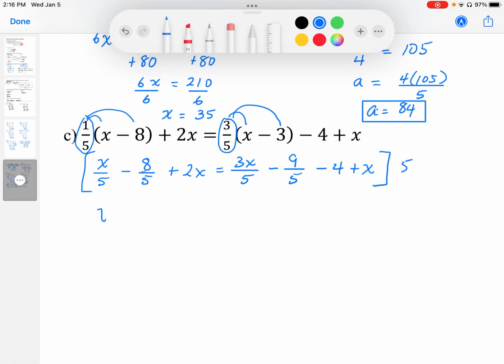The 5's cancel out, so I'm just left with x. The 5's cancel out, so I'm left with 8. Plus, nothing cancels here, so I have to times 5 onto the 2x. The times 5 divide 5 cancels, so I'm just left with 3x. The times 5 divide 5 cancel in this case. Nothing cancels, so I have to do 4 times 5 equals 20 plus 5x. So I'm going to combine my like terms.